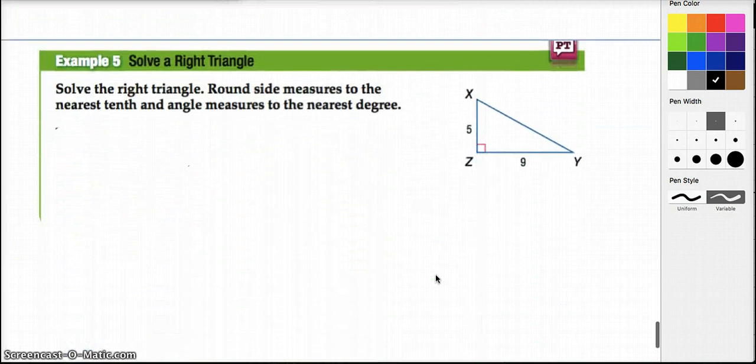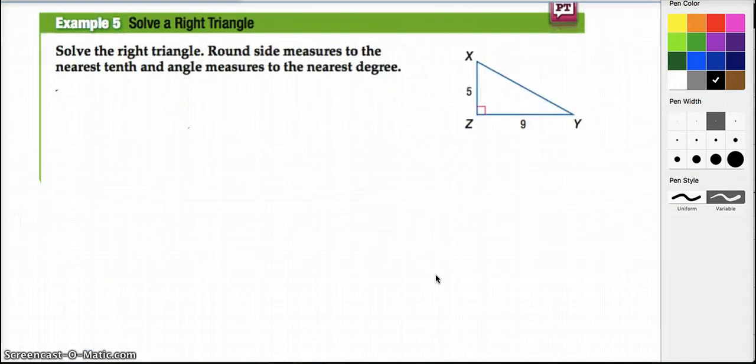All right. Let's look at this last example. This last example asks us to solve a right triangle. In mathematical terms, when we talk about solving a triangle, what we're referring to is giving all the information about it, all the side lengths and all the angle measures. We've been using SOHCAHTOA so far, all of our trigonometric ratio relationships, so let's make sure and write that down here. Solve the right triangle, round side measures to the nearest tenth, and angle measures to the nearest degree.